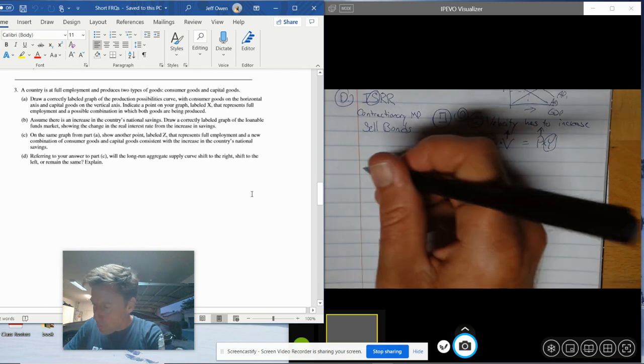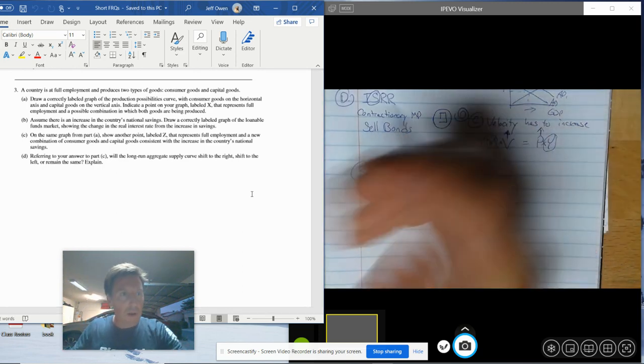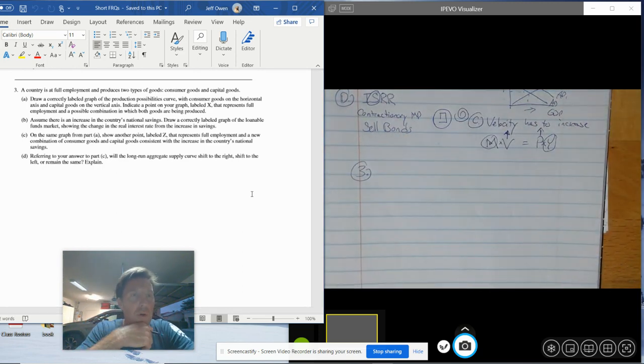This is number 3. A country is at full employment and produces 2 types of goods. Yes, another one. Consumer goods and capital goods. Well, that's PPC curve. Draw a correctly labeled PPC curve of consumer on the horizontal and capital on the vertical. Indicate a point on your graph. X represents full employment and possible combinations. Oh, okay.